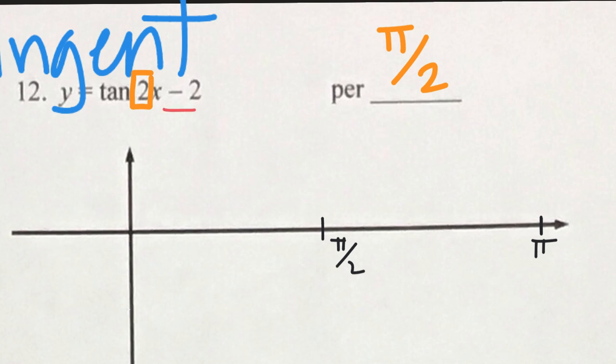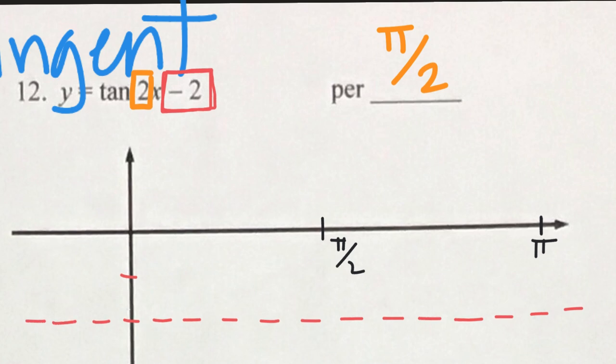The next step is your vertical shift. So notice we have a minus 2. So we're going to go down 2 units and make your horizontally dashed line. This is your vertical shift. All of your points have been moved down 2 units.